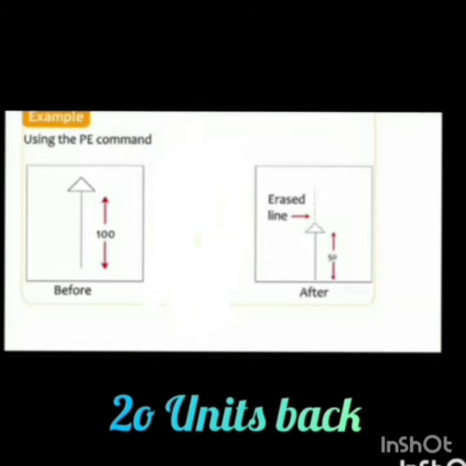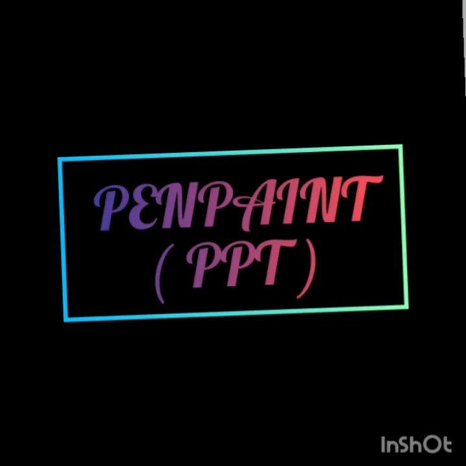So here we have seen how the pen erase command has worked. After giving the PE primitive, the turtle works as an eraser for 20 units back. In the above example, the turtle moves forward by 50 units, drawing a line, and then moves backwards and erases the line 20 units backwards.